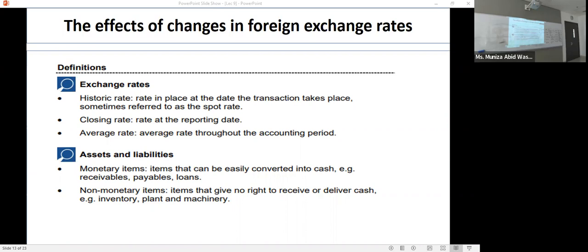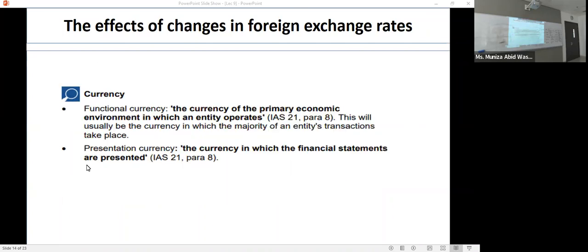So it is non-monetary. Non-monetary items are all those items which are not in the form of cash and cannot be easily converted into cash. And monetary items are all those items which are already in the form of cash or can be easily converted into cash. Then we have currency.